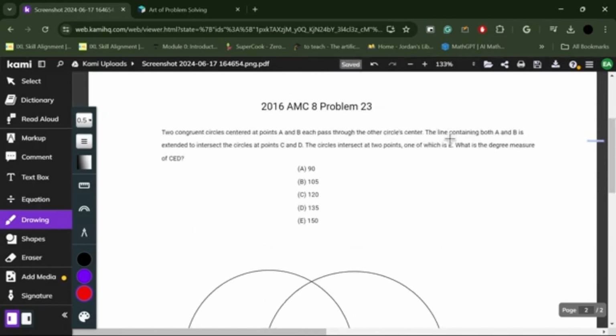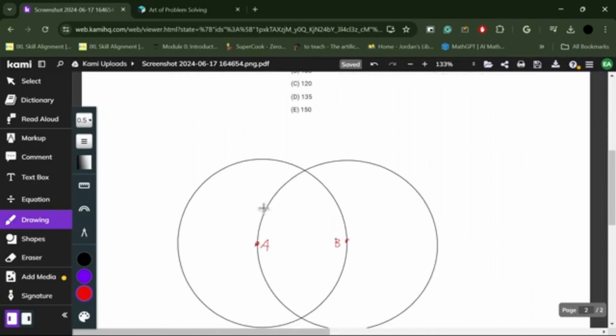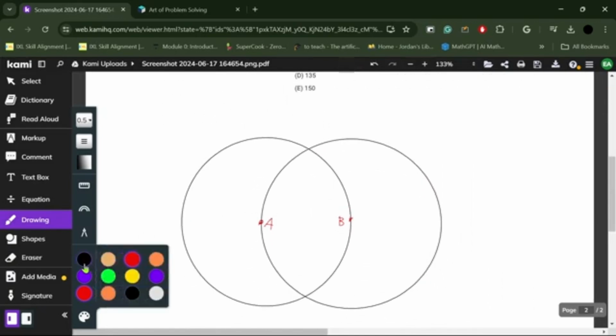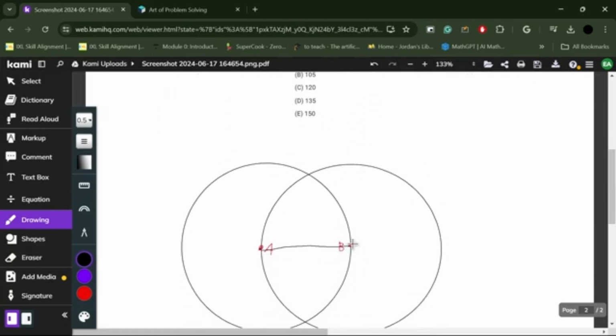Now it says the line containing A and B is extended to intersect at C and D. So we can create a line out of this. I'm going to use black. But it says it's extended. So that means it can go on until here. It can go on until here. Right?